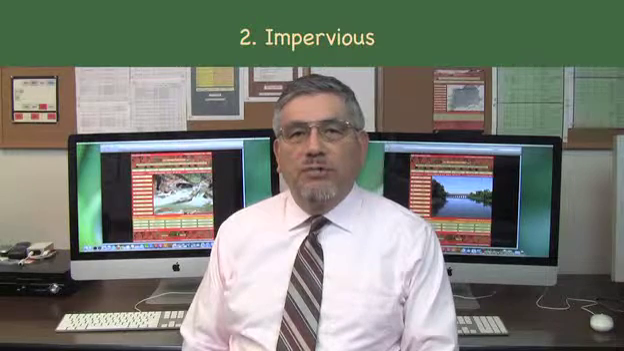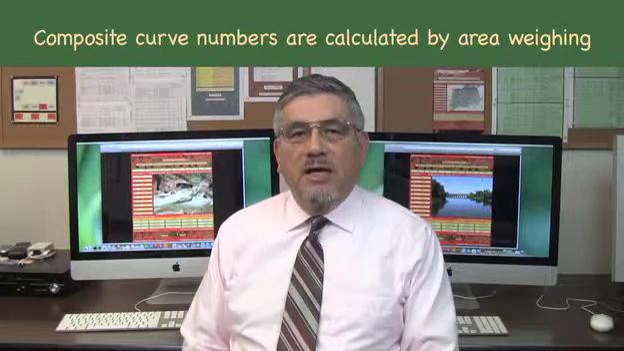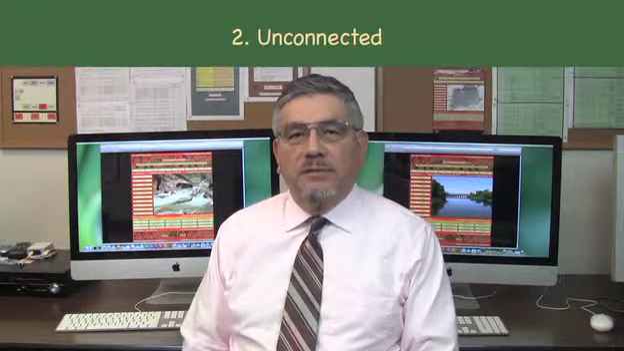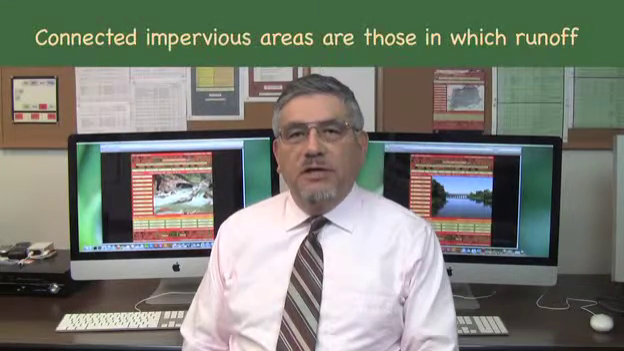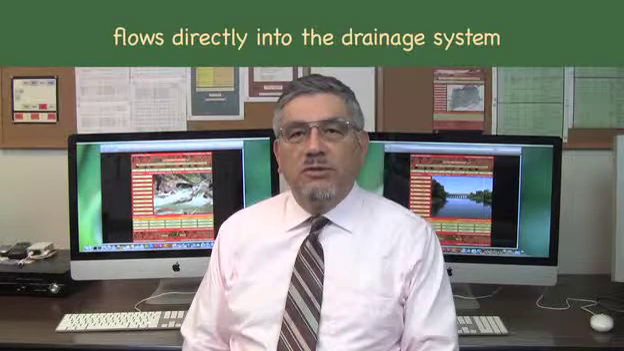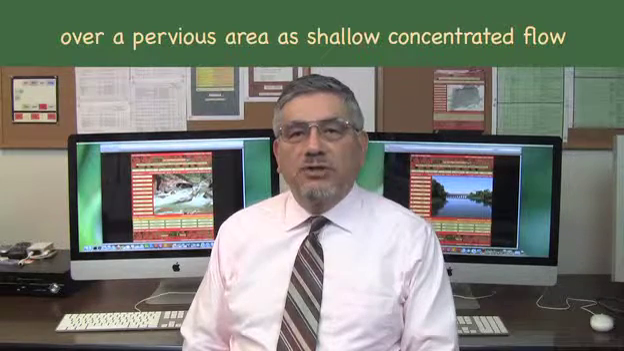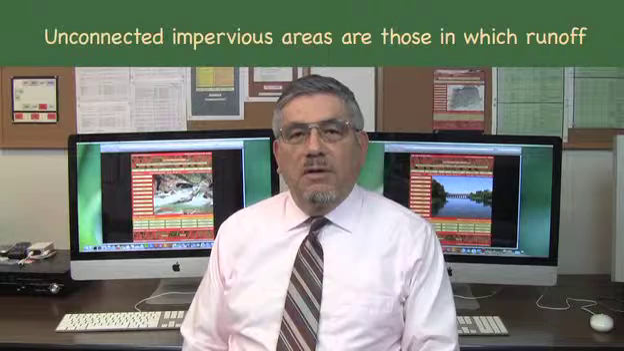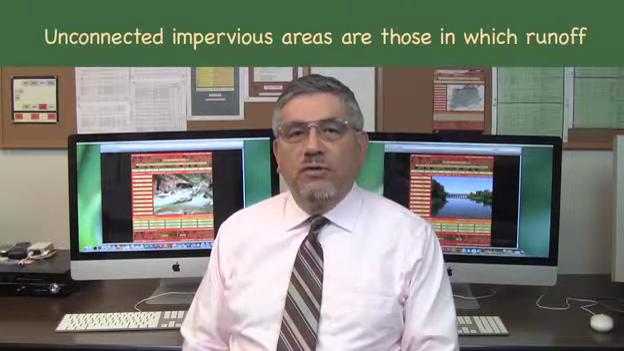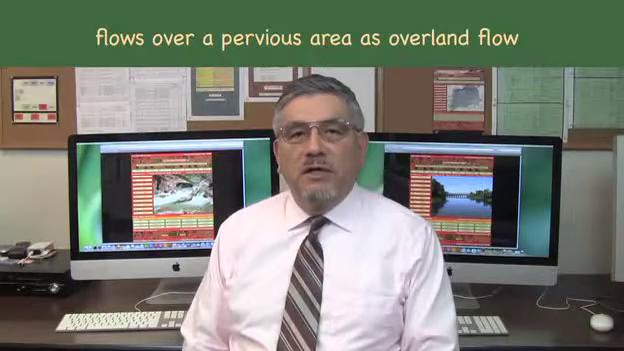TR55 defines 2 types of areas: 1. Pervious and 2. Impervious. Once pervious and impervious areas are defined and their respective curve numbers identified, composite curve numbers are calculated by area weighing. Impervious areas are of 2 types: 1. Connected and 2. Unconnected. Connected impervious areas are those in which runoff flows directly into the drainage system, or where runoff from an impervious area flows over a pervious area as shallow concentrated flow. Unconnected impervious areas are those in which runoff flows over a pervious area as overland flow.